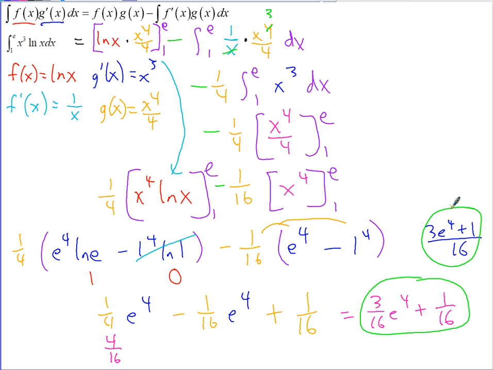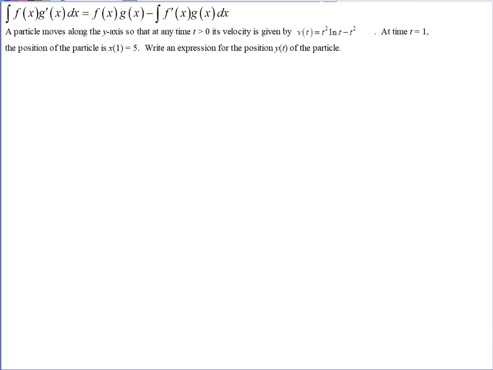All right, let's take a look at one more that's just a little different context. It requires integration by parts. So this one is a particle moves along the y-axis, and we're given its velocity function, v of t. At time 1, the position of the particle is x of 1 is 5. Sorry, that should say y of 1. Typo there. This is moving on the y-axis. Write an expression for the position of the particle y of t.